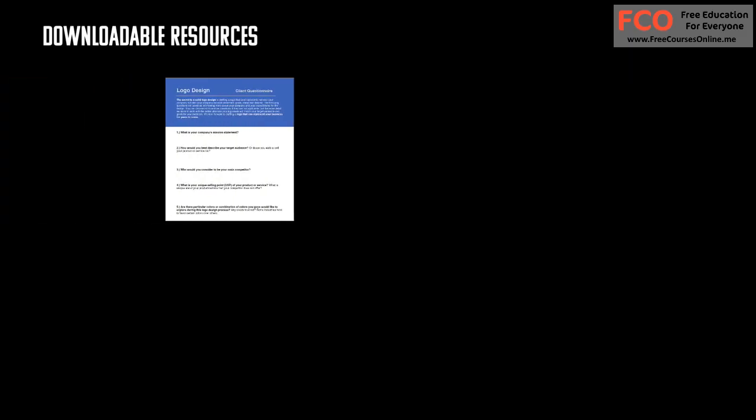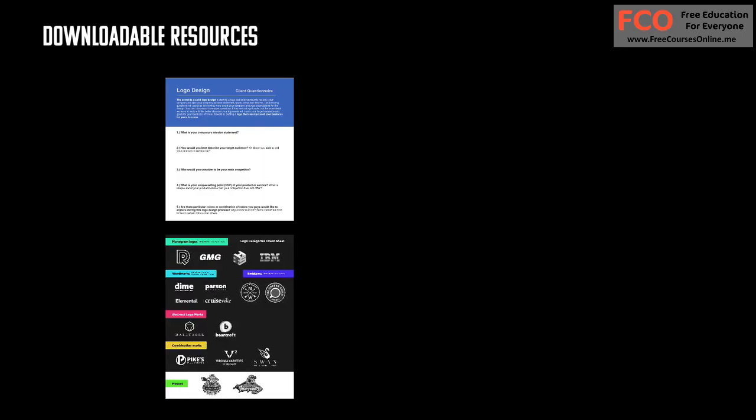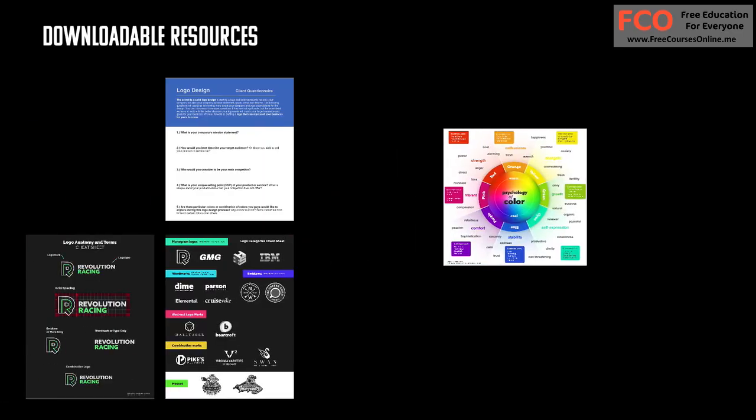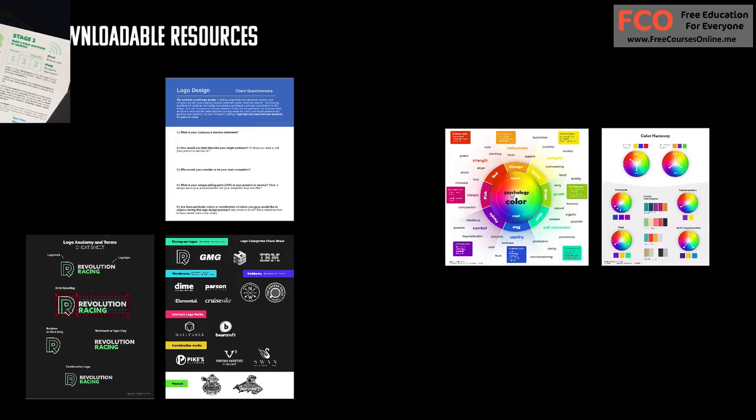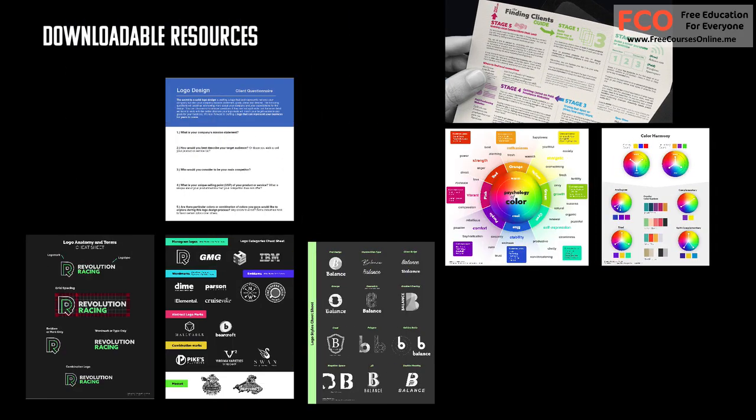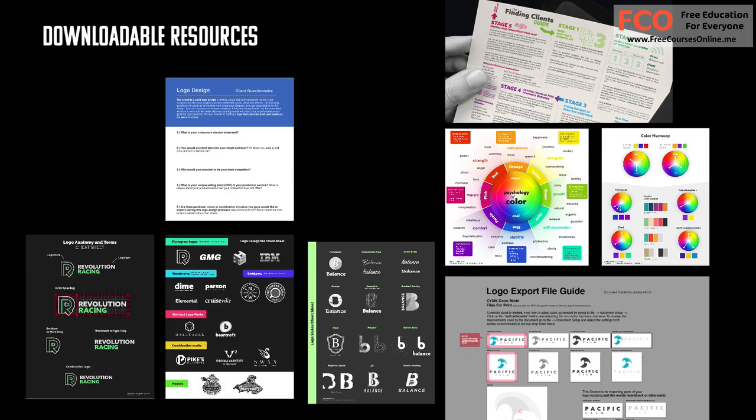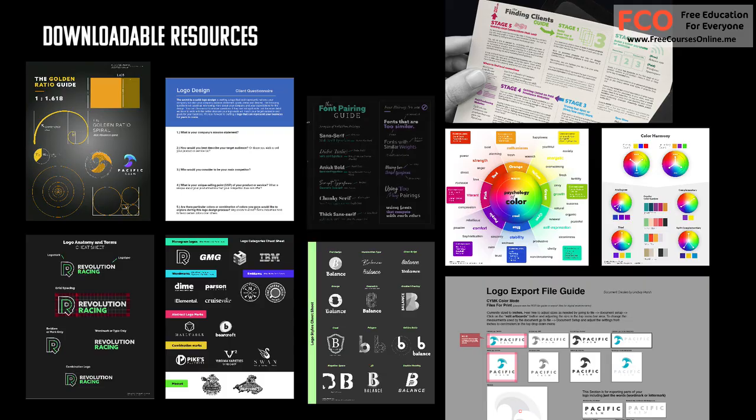This course is packed full of downloadable resources, including a client questionnaire document, logo styles and categories cheat sheet, color wheel and color psychology documents, a finding clients resource guide, a file export guide, a golden ratio cheat sheet, and a font pairing guide, and so much more.